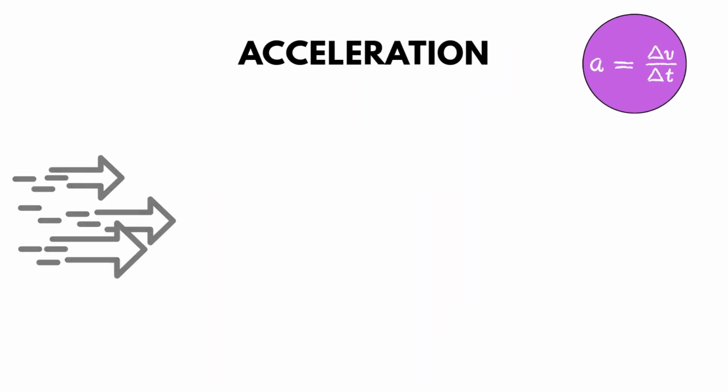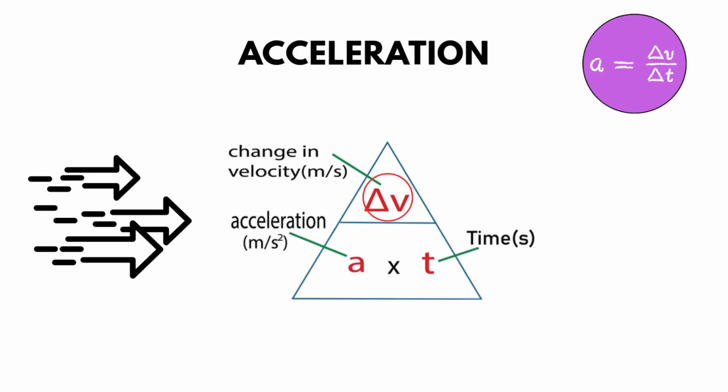Acceleration. Acceleration is the rate of change of velocity. A equals delta v over delta t. It's a vector, and the units are meters per second squared. On the MCAT, watch for cases where velocity is constant. That means acceleration is 0, even if the object is moving fast.